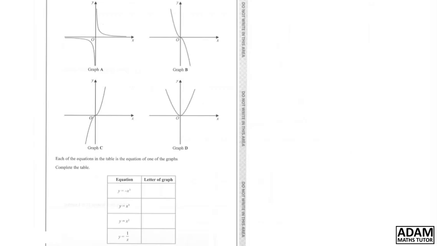Each of the equations in the table is the equation of one of the graphs. Complete the table. The one that they're hoping you should be able to recognise here is this one, which is y equals x squared. So this one here is D.